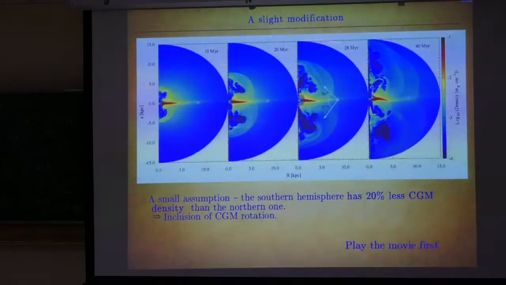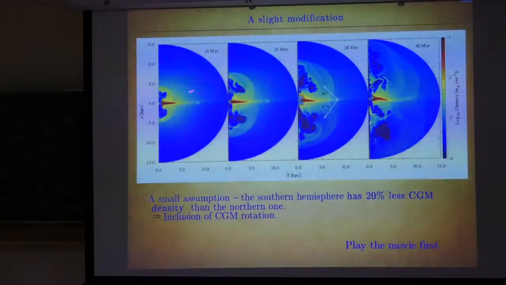Now, we came up with some solution, but it's still under investigation. I will not depend much on it, but still, this is a solution that can explain this. So what we do is, this simulation is the same, except that the southern hemisphere has 20% less CGM density. And this could happen because of the asymmetric ram pressure that the Milky Way gets when it is moving through the intra-group medium. I agree that this is not quite justified yet, but let's see what this assumption leads us to.